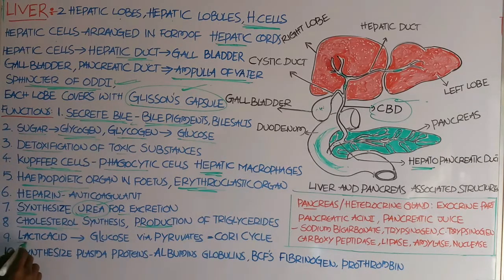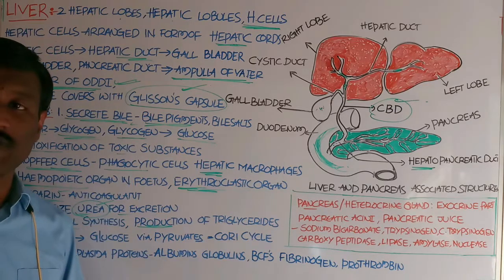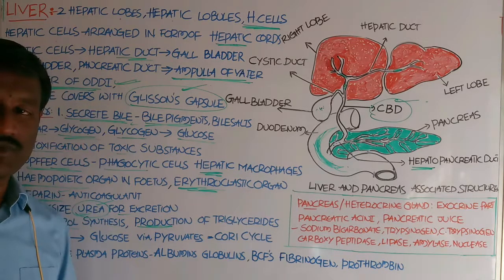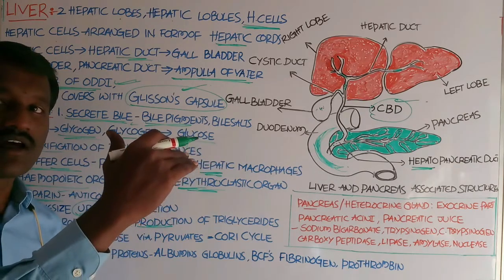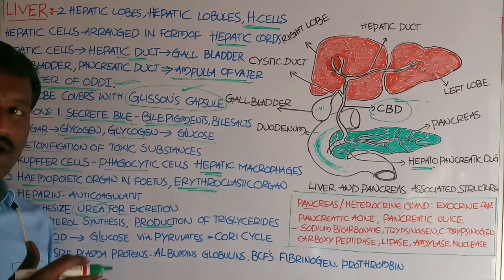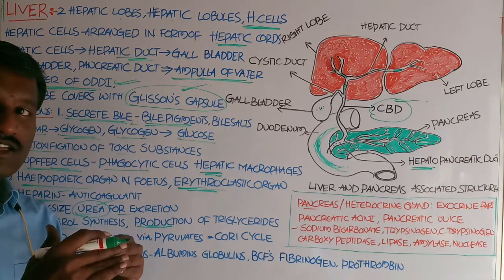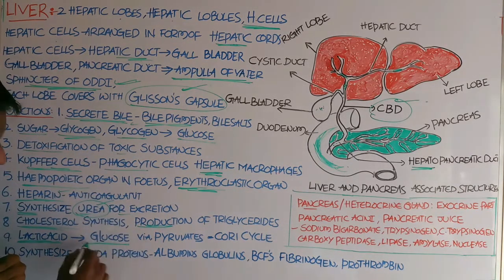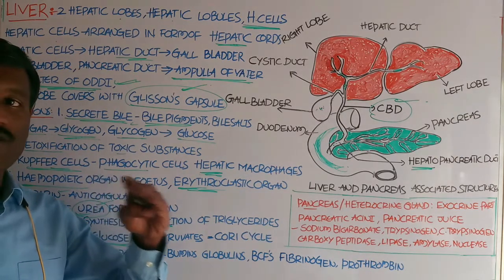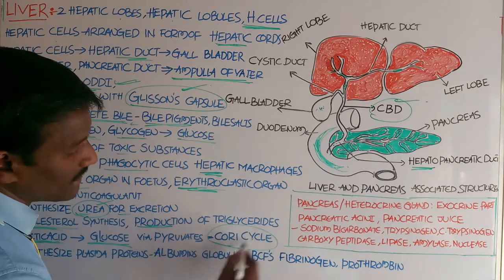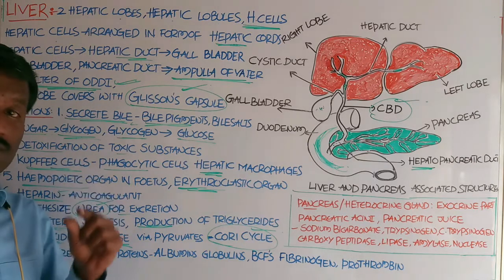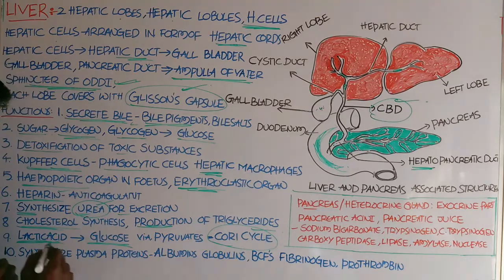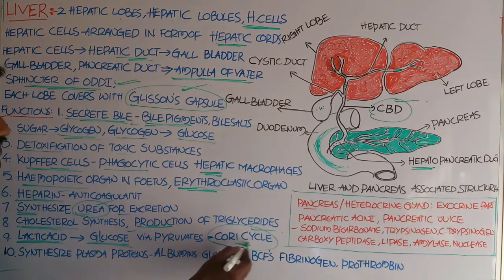And another, lactic acid. Lactic acid is produced by anaerobic muscle contractions in the muscle cells. The lactic acid passes into the liver by blood circulation, and in the liver it is converted into glucose molecules again via pyruvate. That is called the Cori cycle. The liver acts on the lactic acid and converts it into glucose molecules. That is called the Cori cycle.